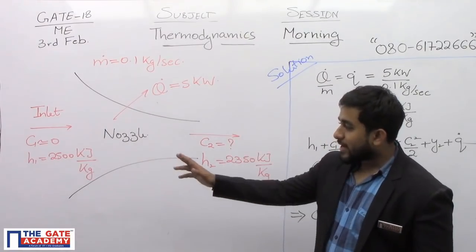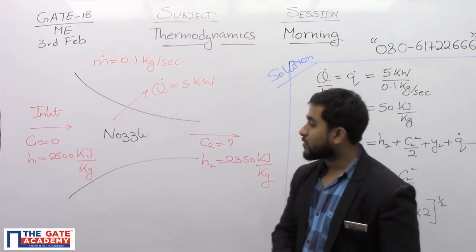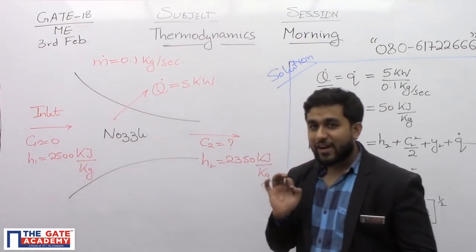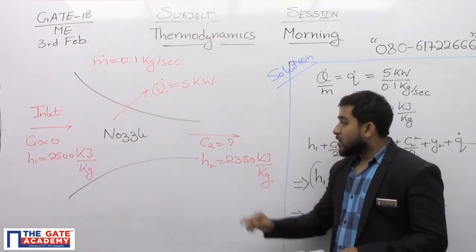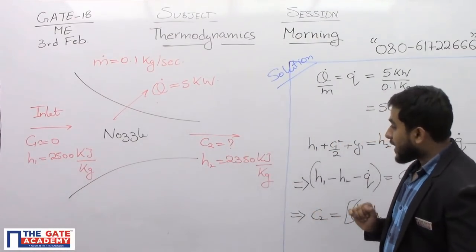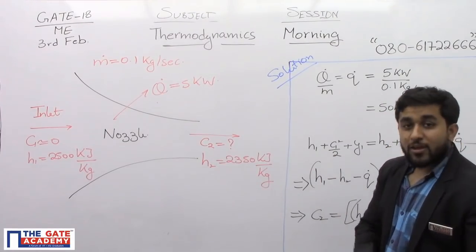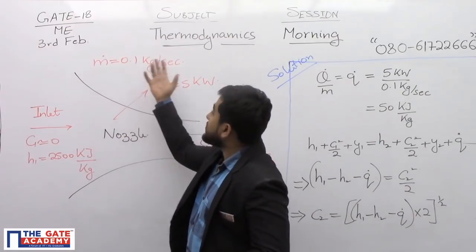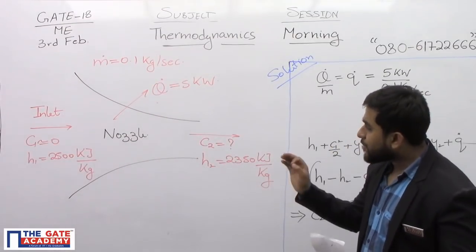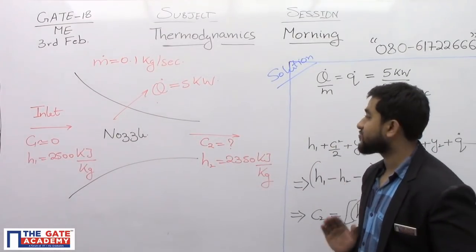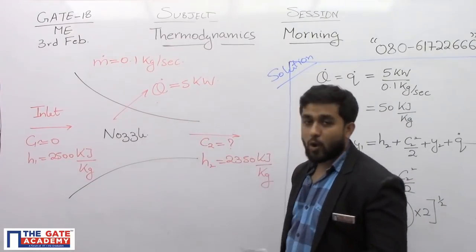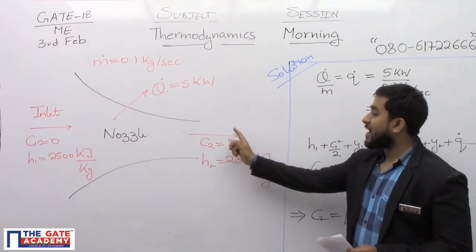At the inlet the flow velocity is almost zero. The incoming enthalpy is 2500 kilojoule per kg. The outgoing velocity is unknown and the outgoing enthalpy is 2350 kilojoule per kg. The mass flow rate through the nozzle is 0.1 kg per second, and per unit time the heat loss from the nozzle boundary is 5 kilowatt. So they are asking us what is the value of C2.